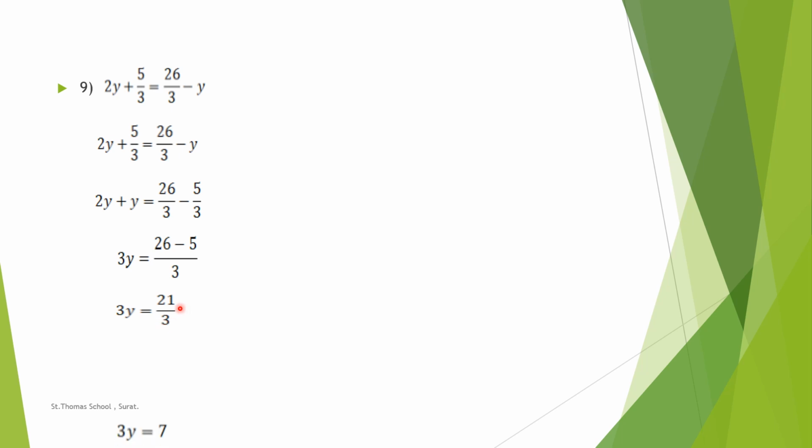Now what you have to do? We can cut. So here 3 ones are 3 and here 3 sevens are 21. Now 3y is equal to 7. What is the value of y? This is a multiplication. If it comes here, division. So y is equal to 7 by 3. It's clear?